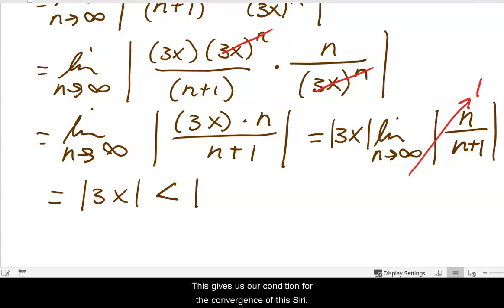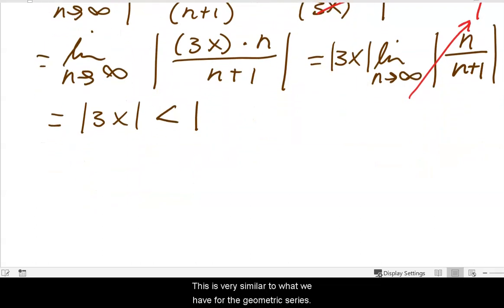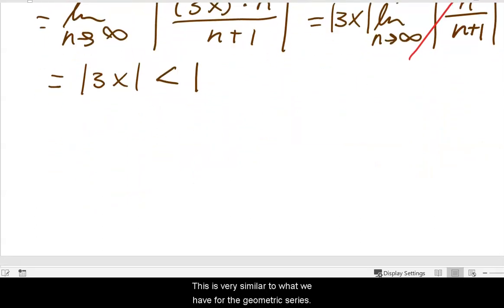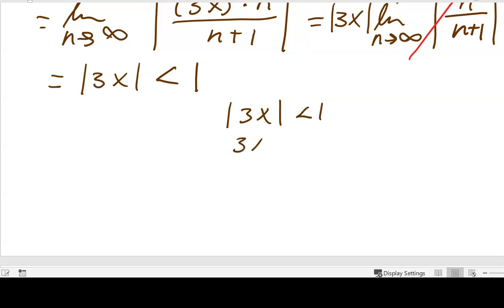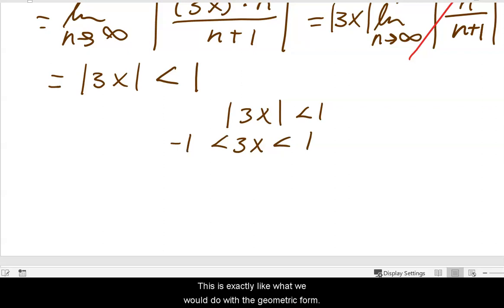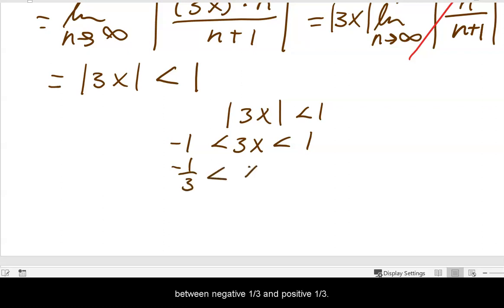This gives us our condition for the convergence of this series. This is very similar to what we have for the geometric series. In this case, we simply take the 3x and we put it between -1 and 1. This is exactly like what we would do with the geometric form. Dividing by the positive 3 gives us that x has to be between -1/3 and +1/3.